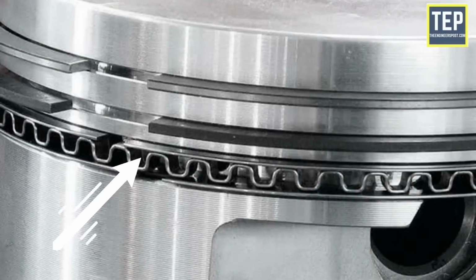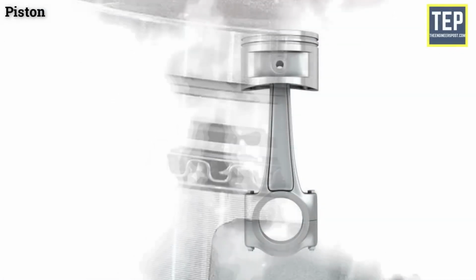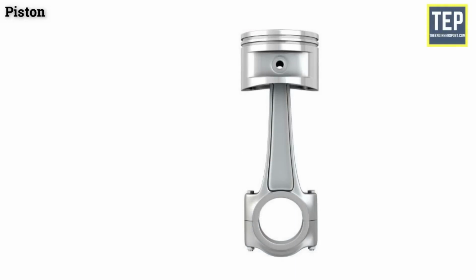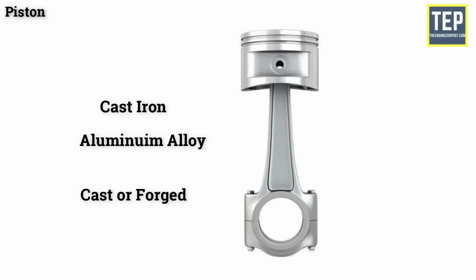It is provided with about 3 to 5 piston rings that provide a good seal between the cylinder wall and piston. The efficiency and economy of the engine primarily depend on the working of the piston. The material used for the piston is mainly cast iron and aluminium alloy. It may be either cast or forged.